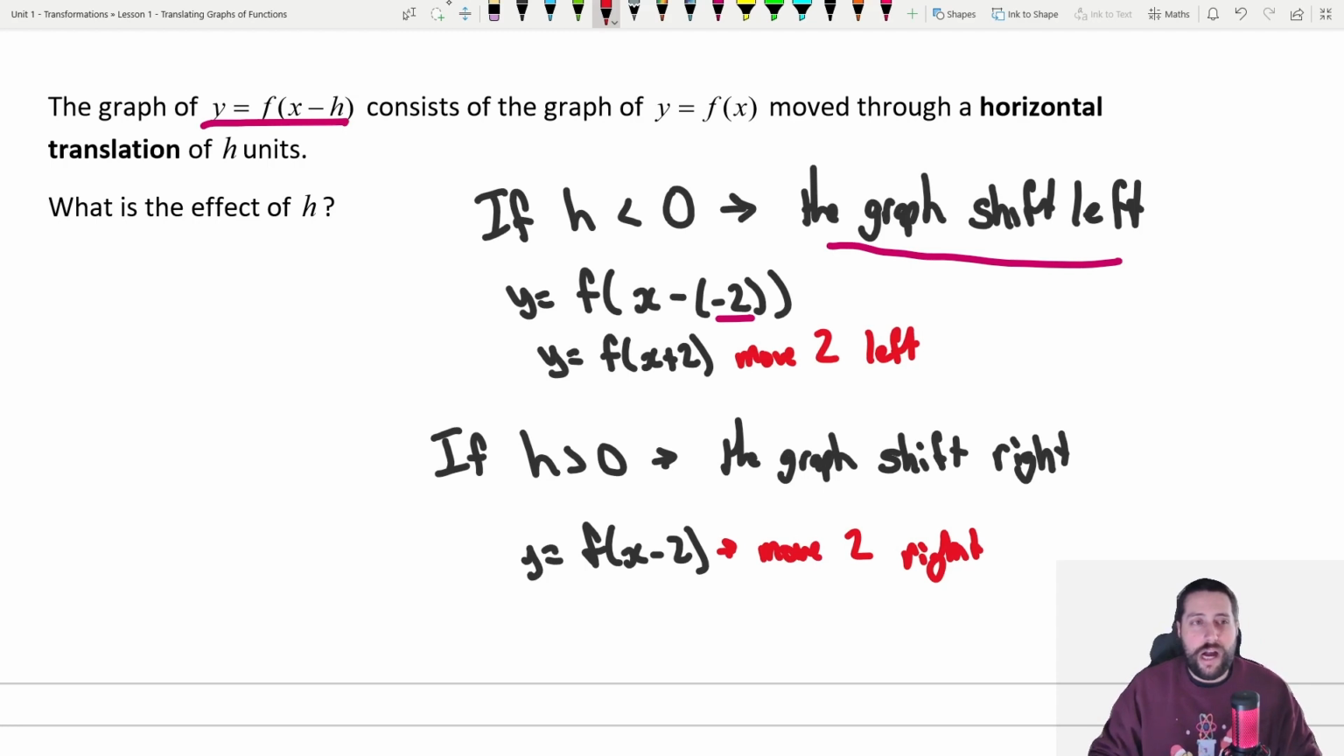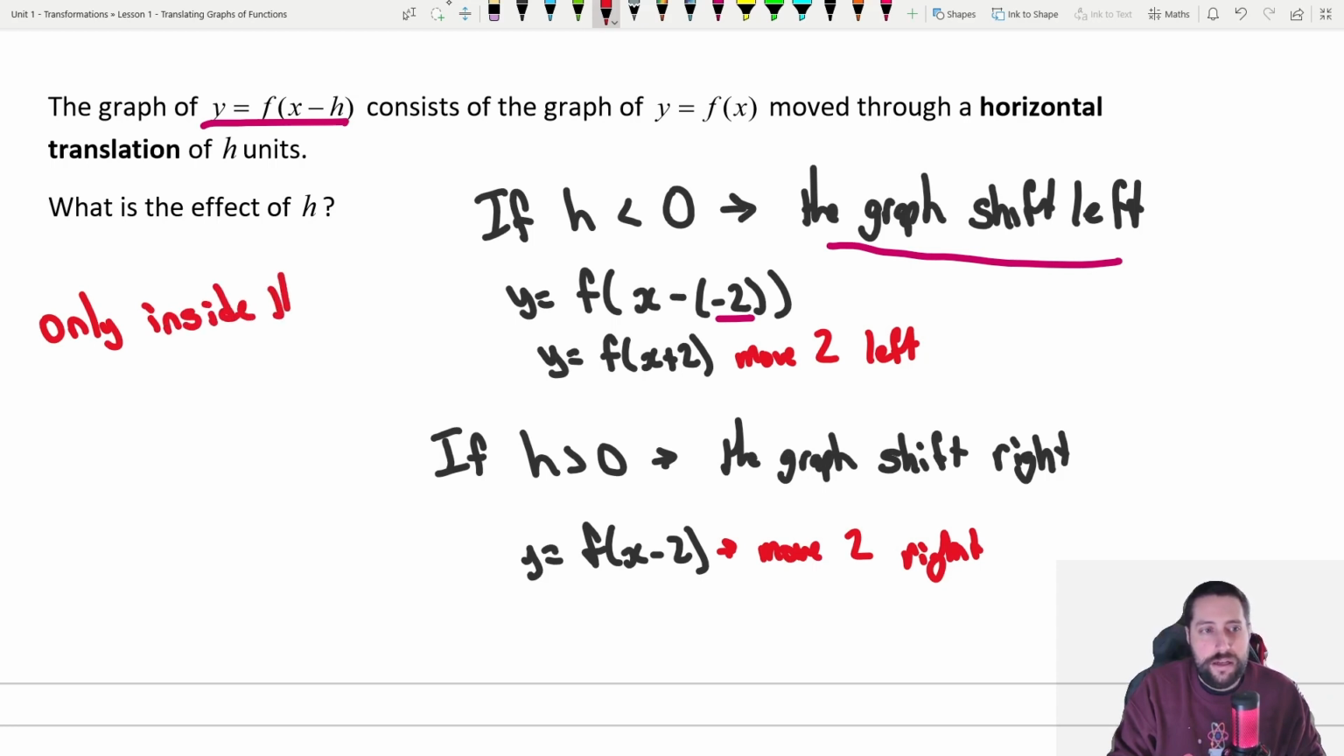How I like to think of it is, whatever is only inside the bracket, this refers to only being inside the bracket, you do the opposite.